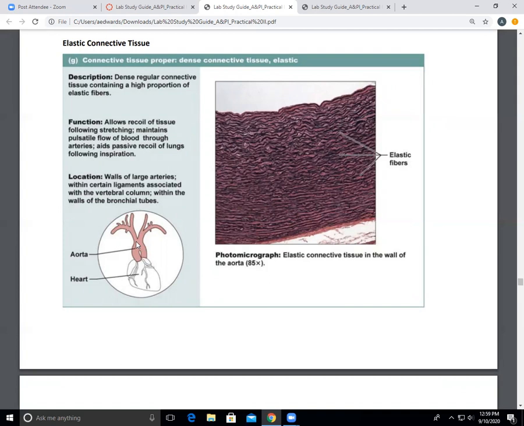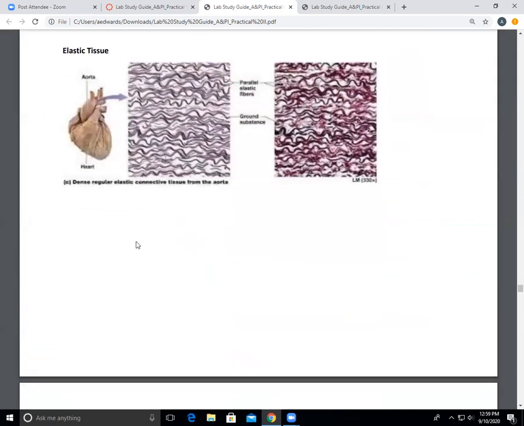Where are you going to have those? Places where you need stretchiness, like your aorta, your heart, in the walls of your large arteries, bronchial tubes. Okay, another view of your elastic tissue. Here you have the wavy lines, at a higher magnification. If you see the wavy black lines, it's elastic tissue. And the space in between the elastic fibers is ground substance.